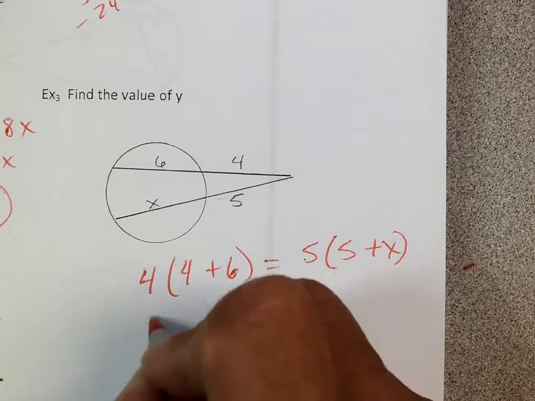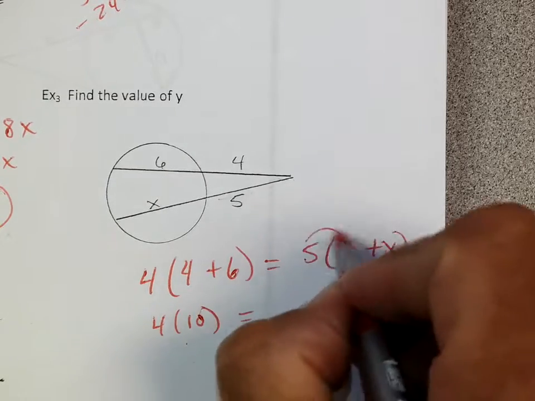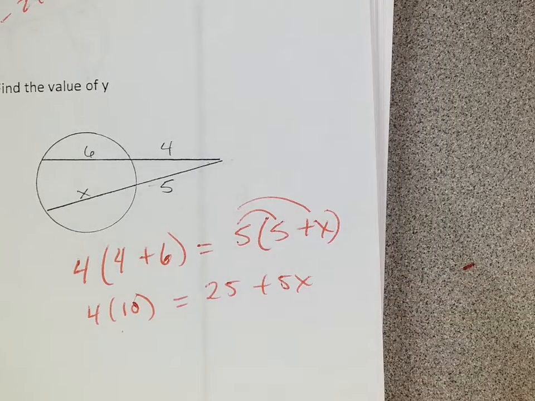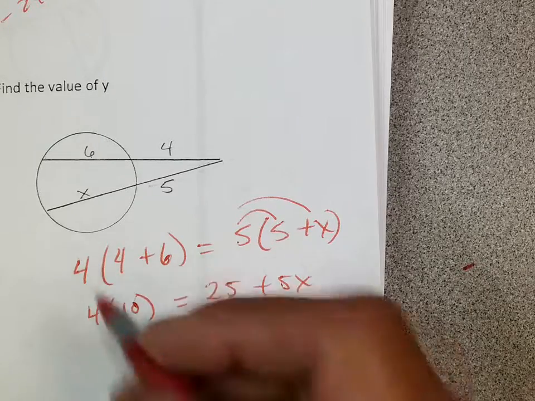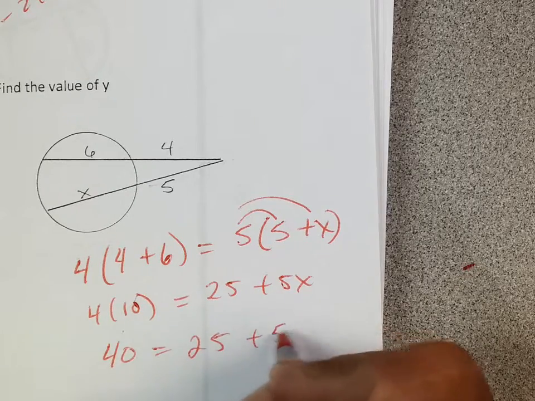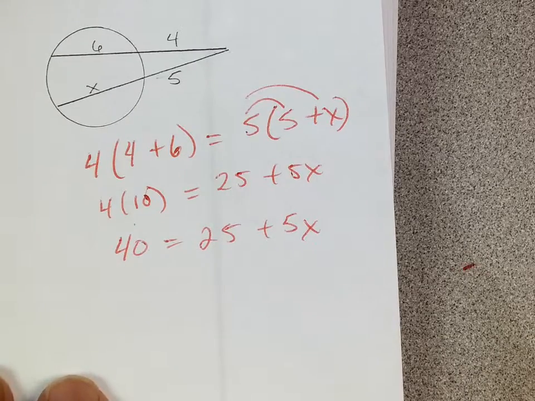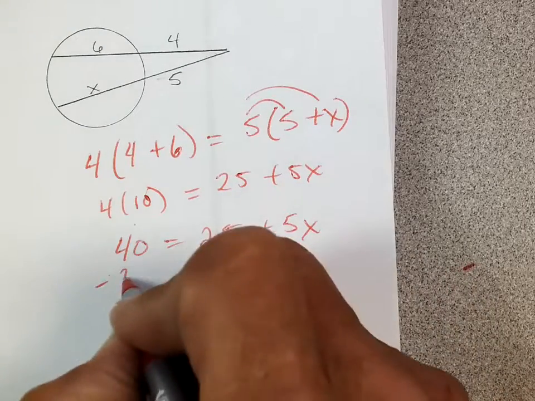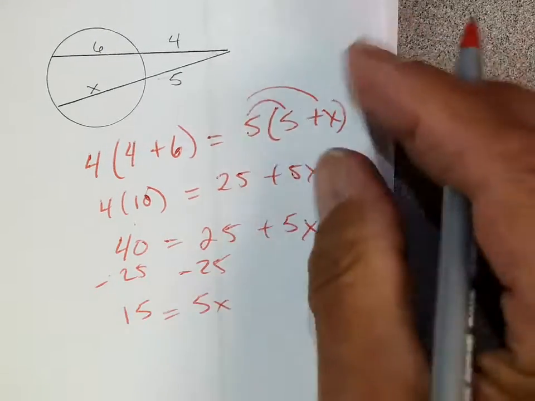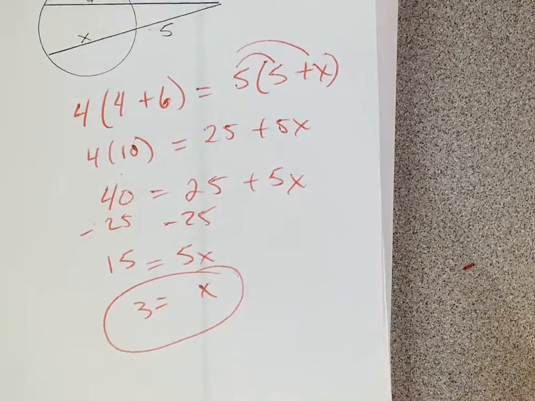To solve for x, I'm going to have 4 times 10, because 4 plus 6 is 10. And here I'm going to have to distribute, a little bit of algebra: 25 plus 5x. So 40 equals 25 plus 5x. Minus 25, minus 25, that's 15. Divide by 5, x equals 3. Okay, thumbs up.